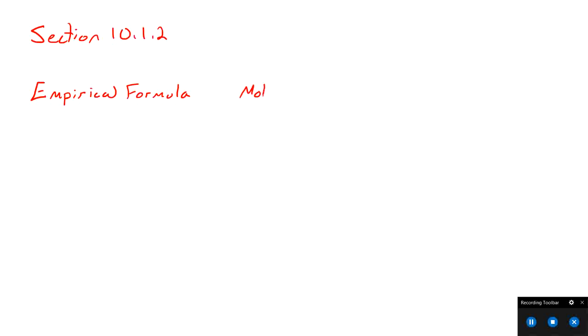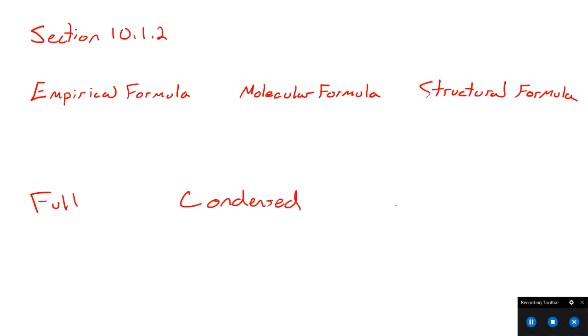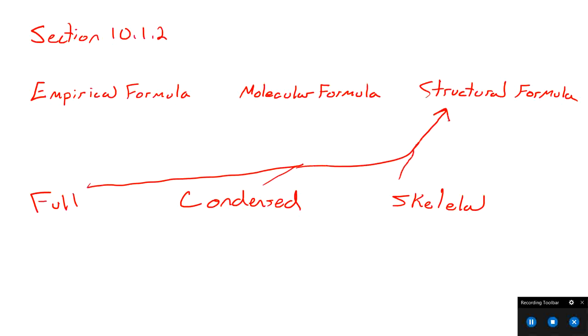The second way to represent them is their molecular formula. So that's the actual number of atoms that they contain. And finally, we have the structural formula. The structural formula is what we're going to use a lot to learn how to name them. We'll break it down in a second, but it can be broken into the full, the condensed, or the skeletal. Okay, so all of these are different ways to write the structural formula.